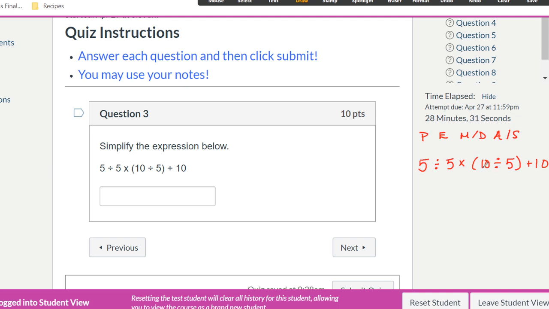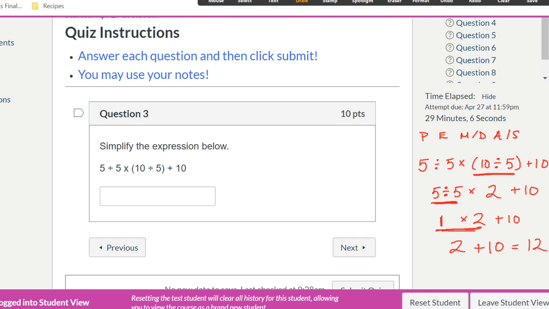First step, parentheses. There are parentheses, so we solve that first. 10 divided by 5 is 2, leaving us with 5 divided by 5 times 2 plus 10. No more parentheses, no exponents. Multiplication, division. There is multiplication, division. The division shows up first, so we solve that first. 5 divided by 5 is 1 times 2 plus 10. Still on multiplication, division. There is still multiplication. 1 times 2 is next. 1 times 2 is 2 plus 10. And then we have addition, subtraction left. 12.